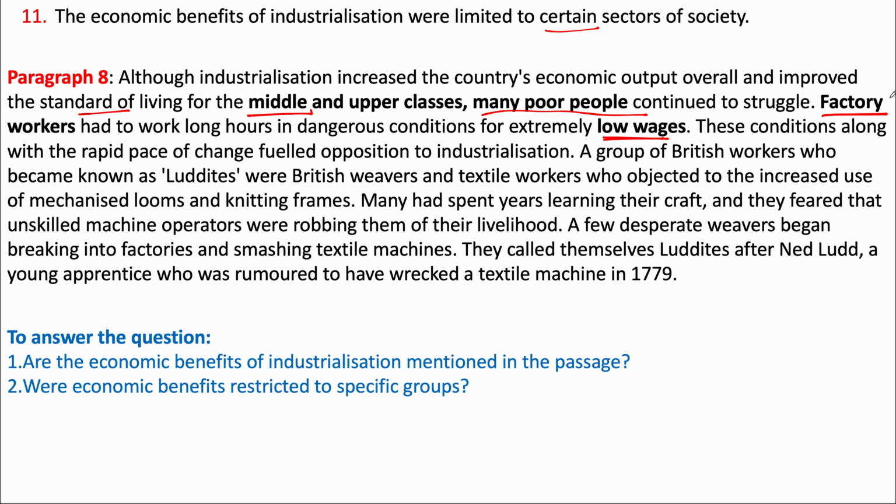From this, we can conclude that the economic benefits were limited to certain sectors of society, that is, the middle and upper class. Some other sectors or sections of society did not get economic benefits or did not make a lot of money because of industrial revolution.